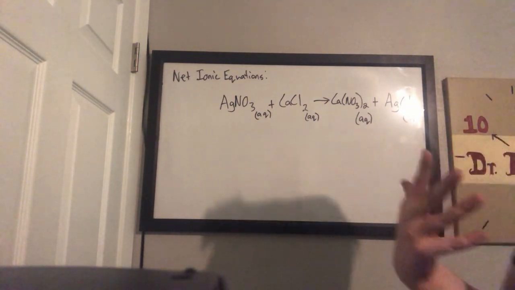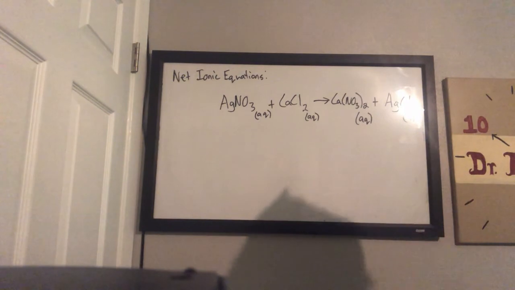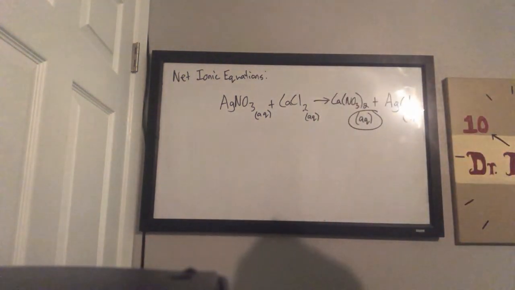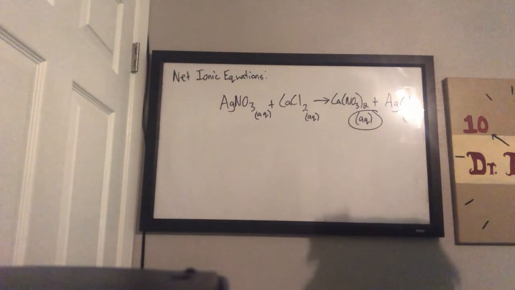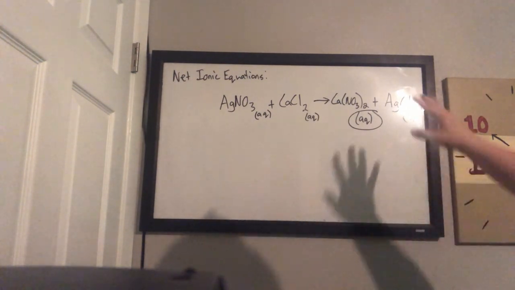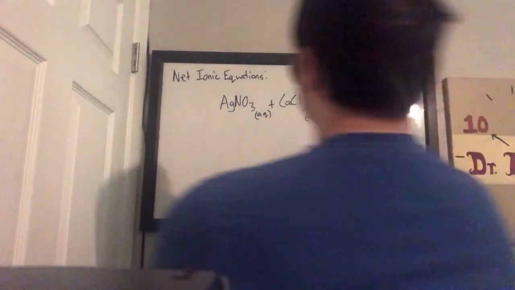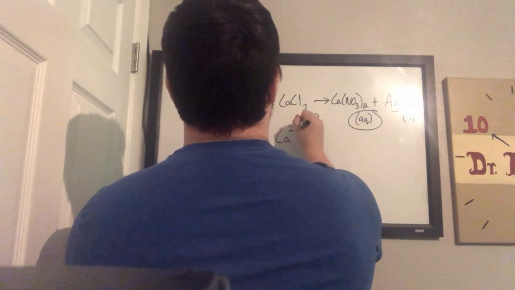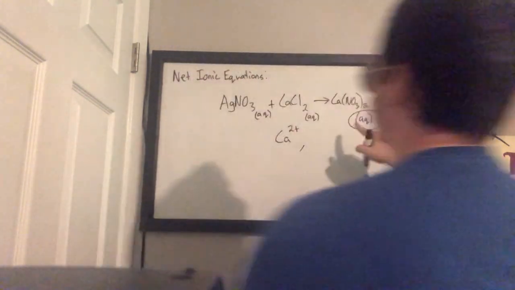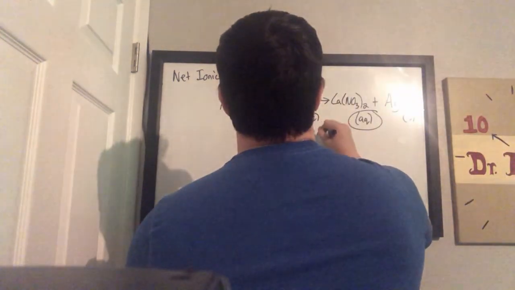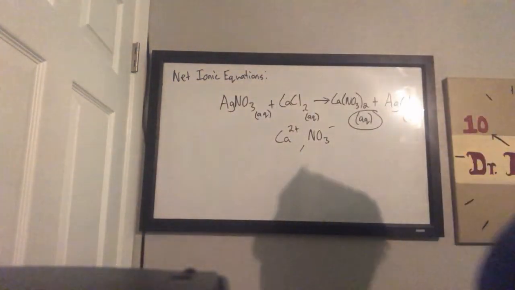Or, if the question is simply, what are the spectator ions? Look at who is aqueous in the product side. Because whoever is aqueous in the product side are the spectators. They are the guys that did not chemically change. Therefore, it's going to be our calcium ion and our nitrate ion. Those are the spectator ions.